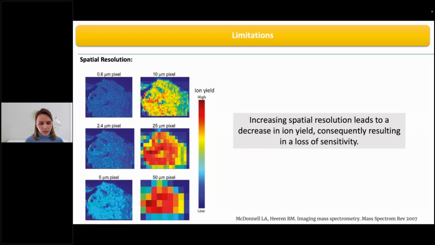So this is like a daily challenge in imaging mass spectrometry, because either you have a very good spatial resolution, or you have a good ion yield. Nowadays, different manufacturers have put a second laser, or other people have modified the laser in order to have this good compromise between the spatial resolution and the sensitivity of your method.